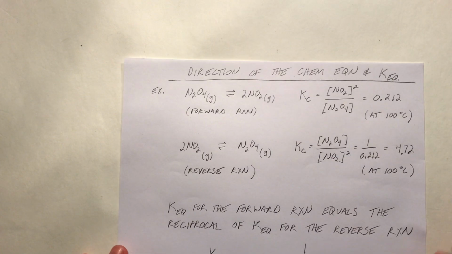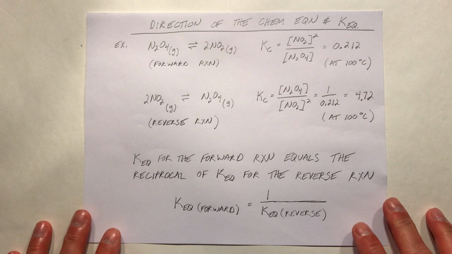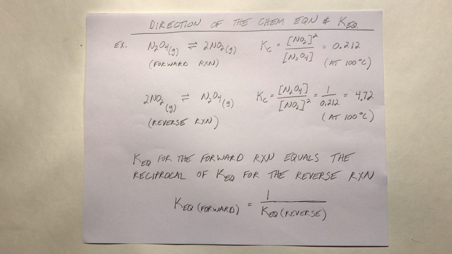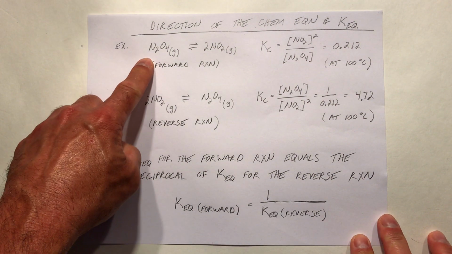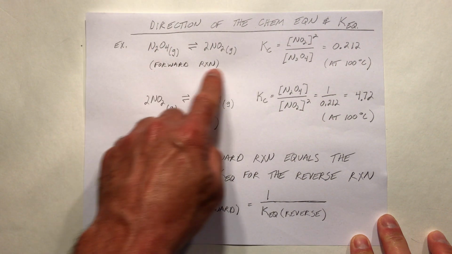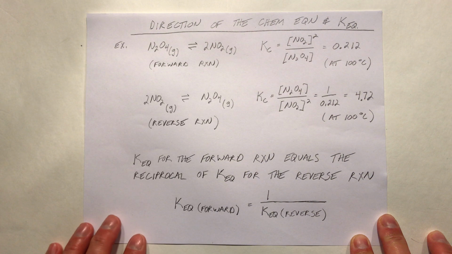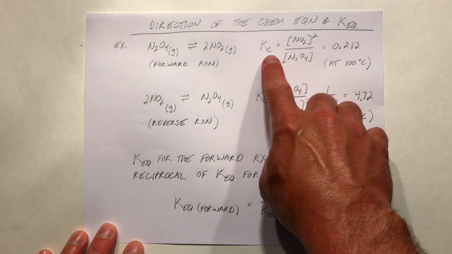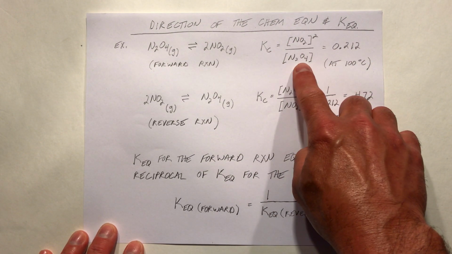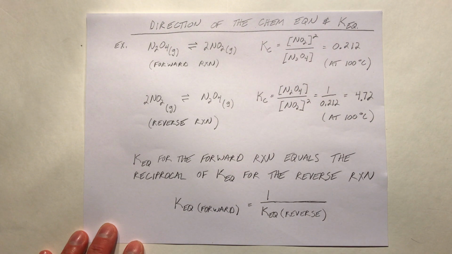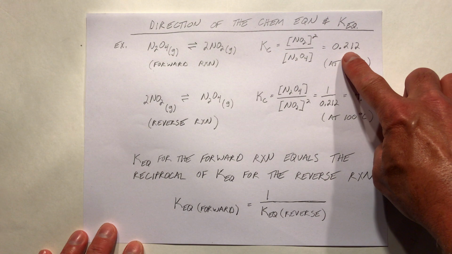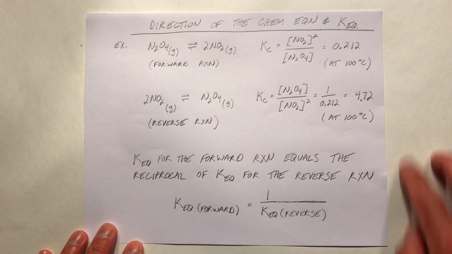So let's take a look at the direction of a chemical reaction and Keq. If we express this as our chemical equation, we could say that Keq for the forward reaction, or Kc in terms of concentrations, would look like this. Now let's say that that's equal to 0.212 at 100 degrees Celsius.